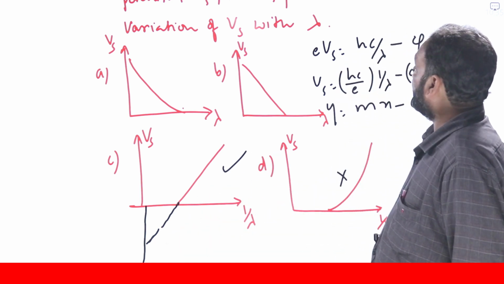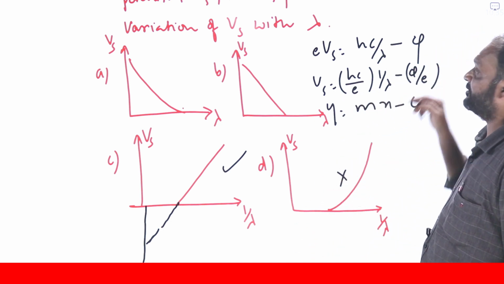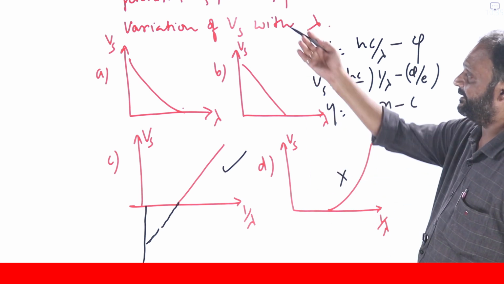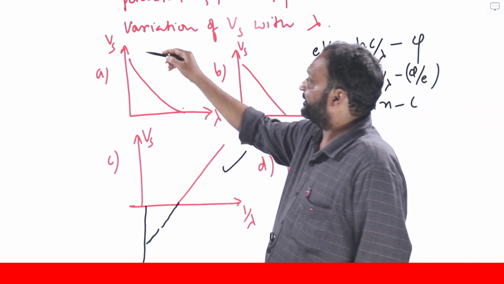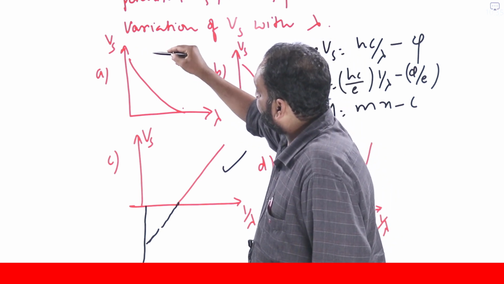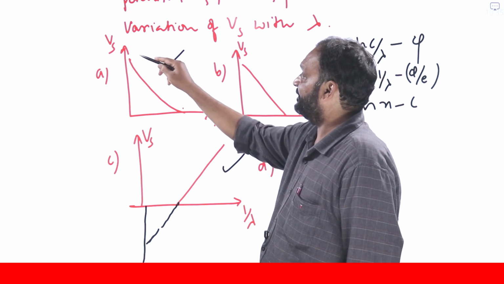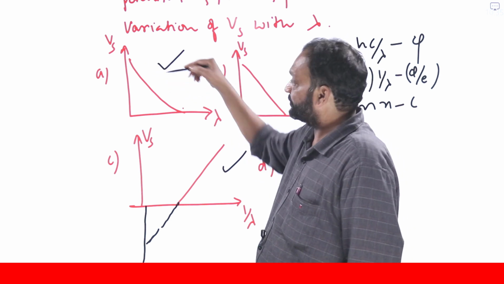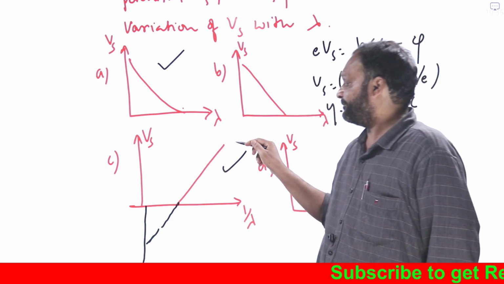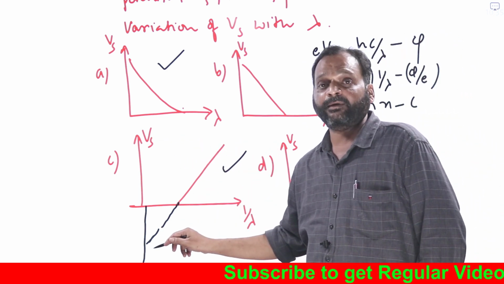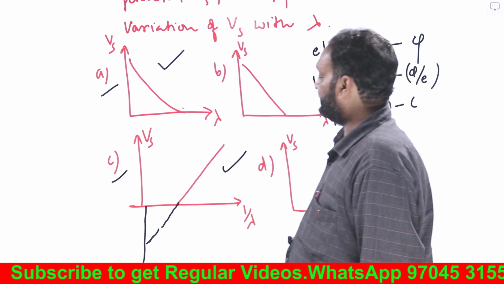And what about the variation of stopping potential with lambda? Vs is inversely proportional to lambda. Inverse proportionality will be a curve like this. It cannot be a straight line. It should be a curve like this. So the first graph is the correct graph between Vs versus lambda. Vs versus lambda will give you a curve with negative slope. Vs versus 1 by lambda will give you a straight line with a negative y-intercept. So options A and C are correct in this question.